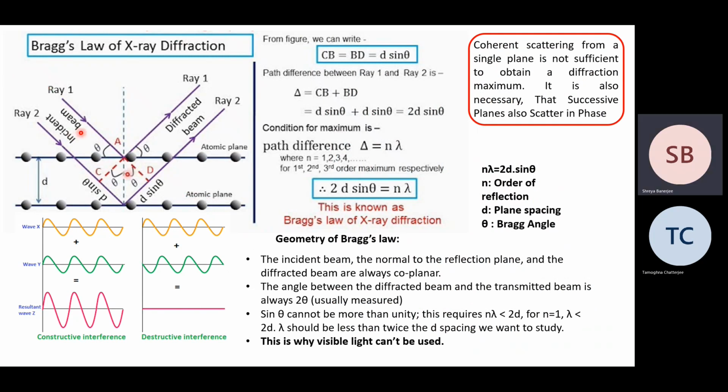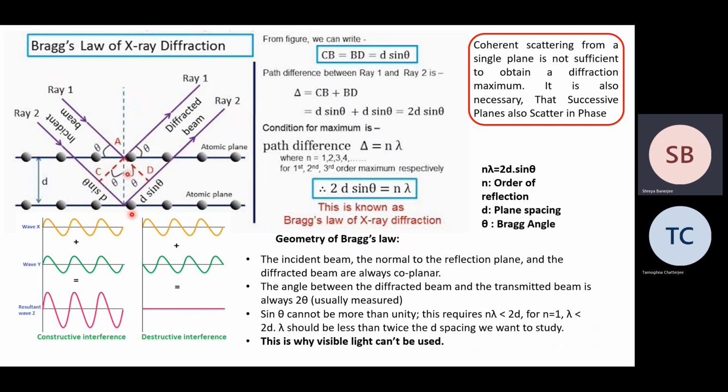To recap Bragg's law of X-ray diffraction, which we had studied in the previous class, I'll quickly go through the derivation once more. If there are two incident beams, ray 1 and ray 2, ray 2 is traveling a certain distance extra. This distance that I'm showing is the extra distance that ray 2 travels compared to ray 1.